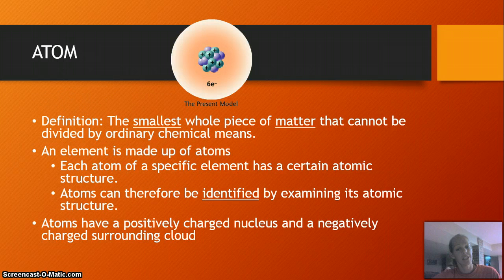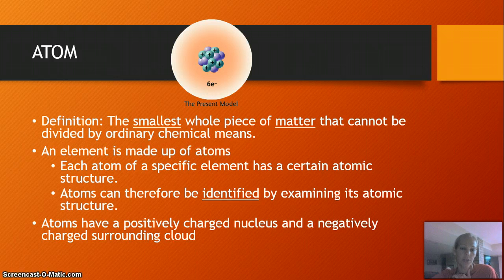An atom is the smallest building block or whole piece of matter that can't be broken down by ordinary chemical means. So an element is made up of atoms. So you could have one atom of an element or several atoms of a specific element. Take gold, for example. You can have one atom of an element that is invisible to the human eye, or you can have a clump of gold atoms and make a profit off that. Each atom of a specific element has a certain atomic structure.